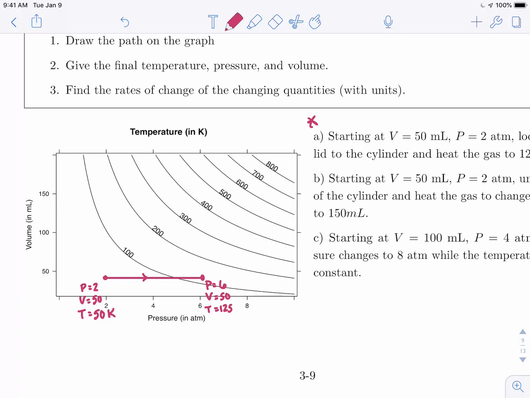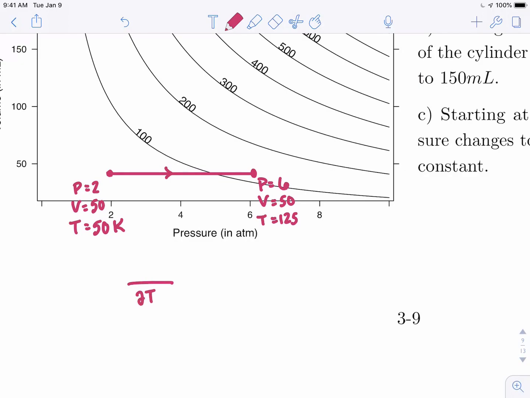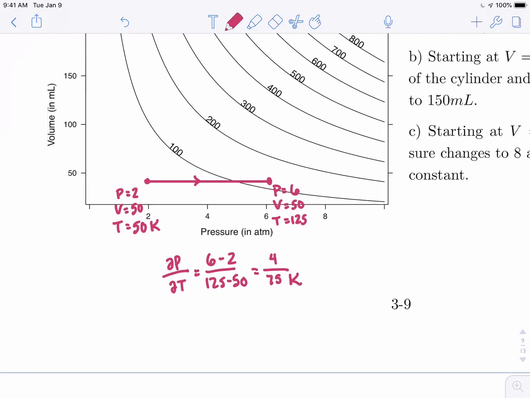Now, I need to figure out the rate of change of the changing quantity with units. I think there's some argument to be had about what is the output of the change and what is the input. So basically, what do I change versus what changes in the system? I would say that I probably change temperature because that's where I know I'm going. So I'm going to do partial T on the bottom because that's the thing I knew that I was changing. I then say, well, what changes? It's definitely pressure. We don't change volume, so I'll do partial P. All right, so you have partial P over partial T, and the way we'll calculate this is 6 minus 2 over 125 minus 50. So it looks like we've got 4 over 75. Quick units check. Temperature will be in Kelvin, and pressure will be in atmospheres. So that's what I'm looking for here.